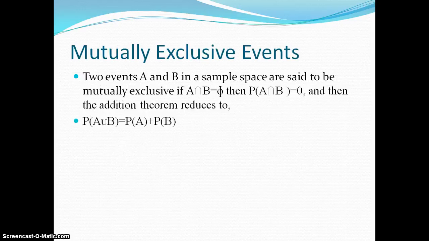Next come mutually exclusive events. Two events A and B in a sample space are said to be mutually exclusive if A intersection B is equal to null. Then the probability of A intersection B is equal to 0. So in the next step, the addition theorem reduces to the probability of A union B is equal to the probability of A plus the probability of B. The following is the generalization of the results. That is, we can generalize the union along with the probability of the results.